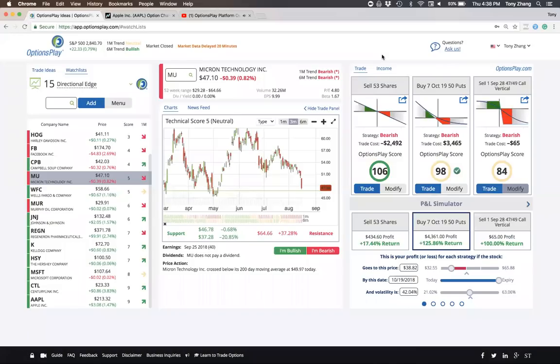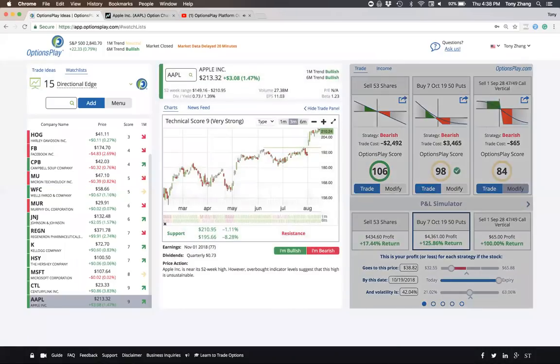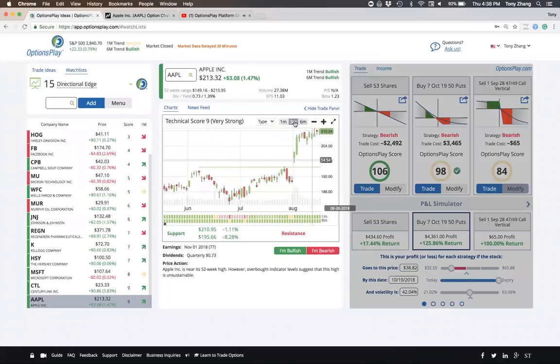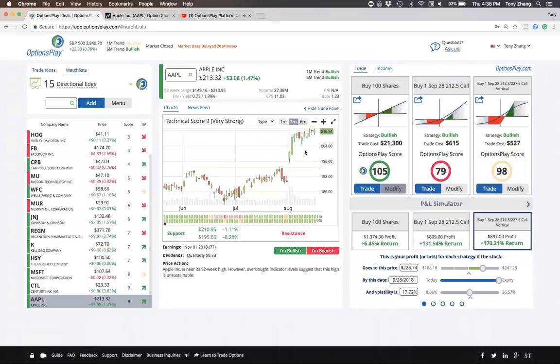So what I want to do is actually go through just one more example of a trading strategy, just to make sure that everyone understands how to utilize this platform. I'll use Apple as an example just because this is a very popular stock, very bullish stock. Pretty much everyone here is probably familiar with this. And I wanted to walk you guys through just one more example of how to utilize this platform. So as you can see, Apple here, the 1-month and 6-month trends are bullish.